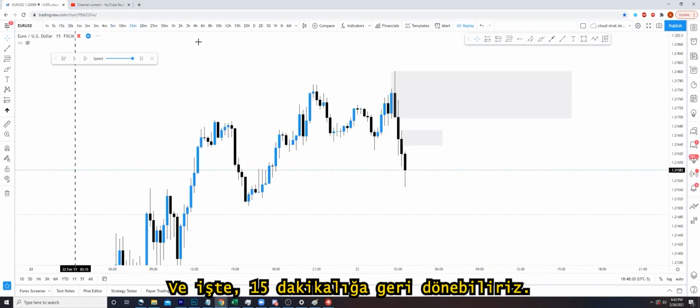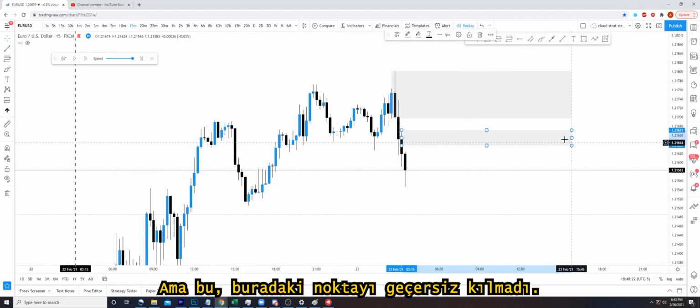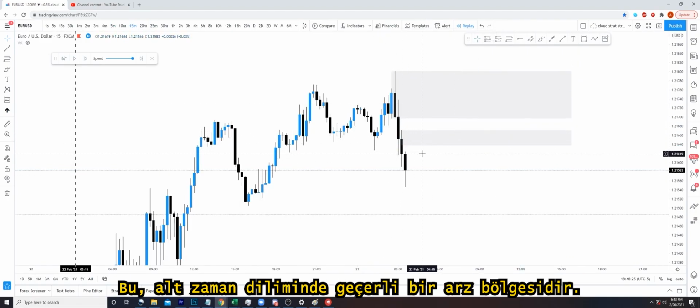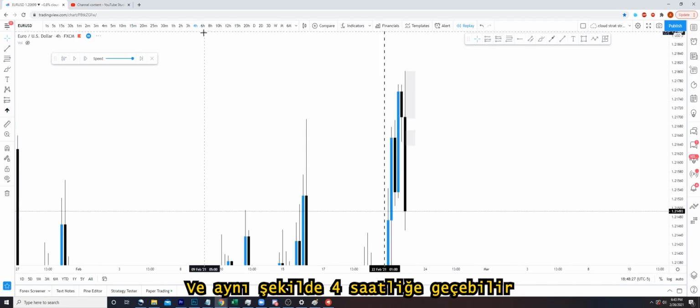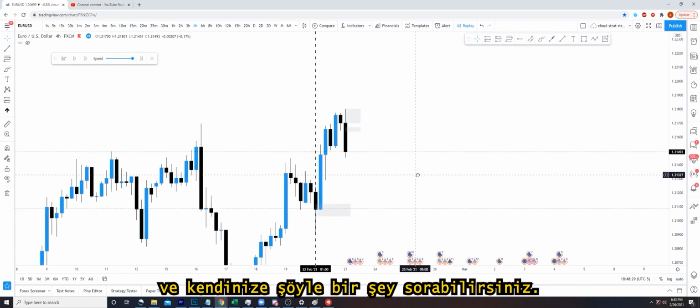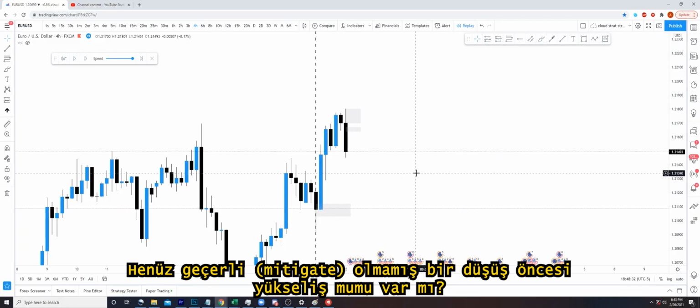And lo and behold, we can be back on the 15-minute, but that has not invalidated this point here. This is a valid supply zone on a lower time frame. And the same way you can get to a 4-hour and you can ask yourself something like this: is there an up candle before a down move that has not been validated yet?